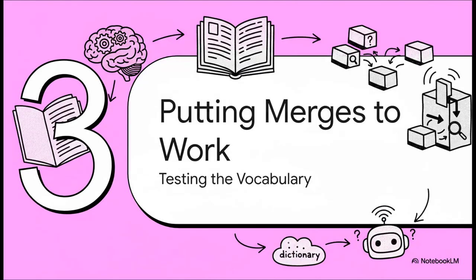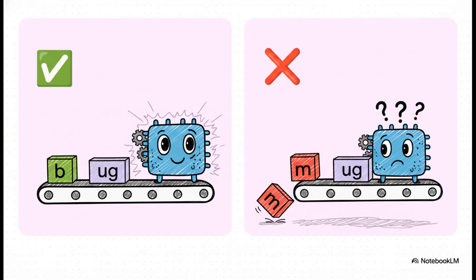All right, so we've trained our little mini dictionary. Now what? Well, let's see how it actually performs when it gets a new word, one it's never ever seen before. This is where the rubber really meets the road. Let's look at this great side-by-side comparison. If we give our model the word bug, it handles it like a champ. It recognizes B from our original alphabet, and it recognizes our newly learned token, UG.